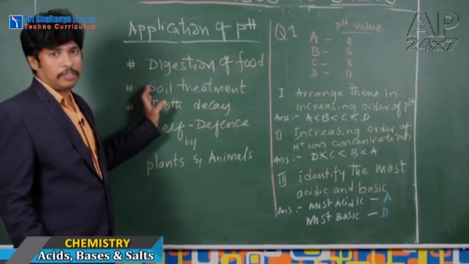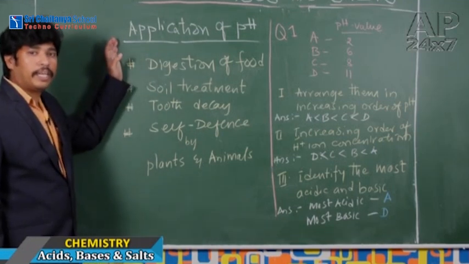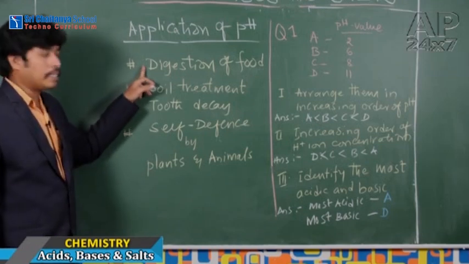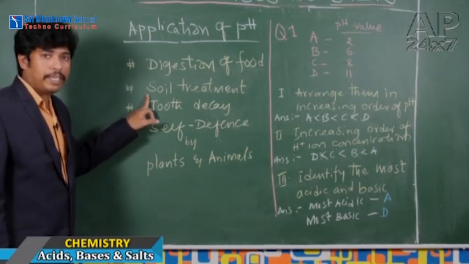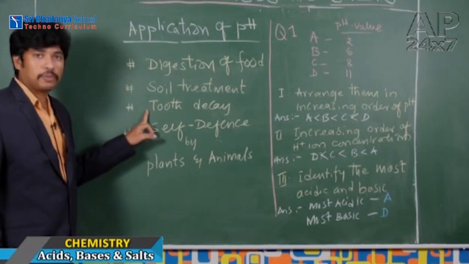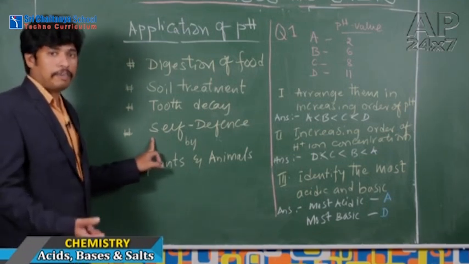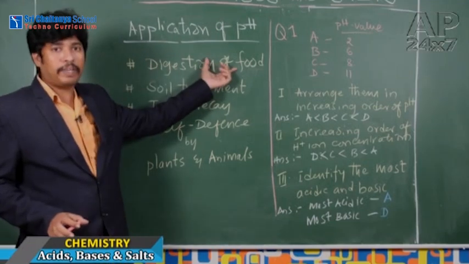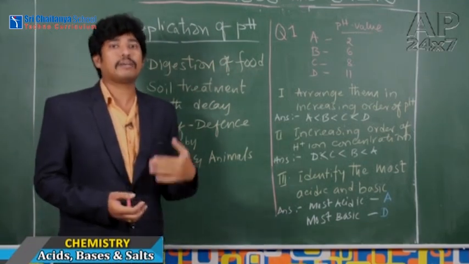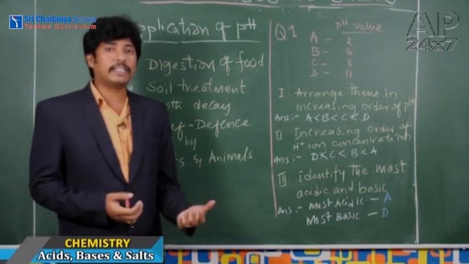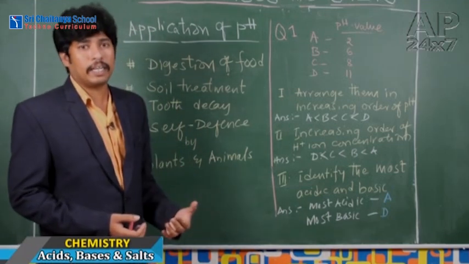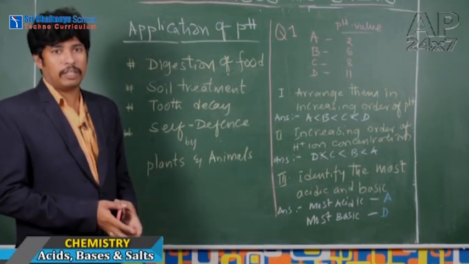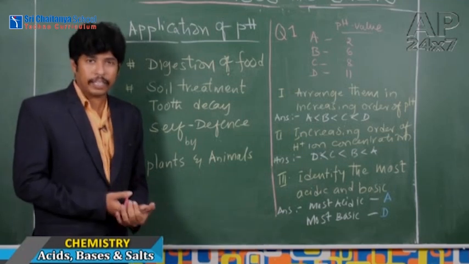our day-to-day life. If you go for the applications of pH in our day-to-day life, the main important applications are listed here. The first one is digestion of food, second one is soil treatment and growth of plant, third is tooth decay, and the fourth one is self-defense by plants and animals. Coming to the digestion of food, sometimes we may take a larger quantity of food or some spicy food materials. In such cases, our stomach releases more HCl that results in the production of acidity and burning sensation in our stomach. So how can we neutralize that acidic nature in the stomach?